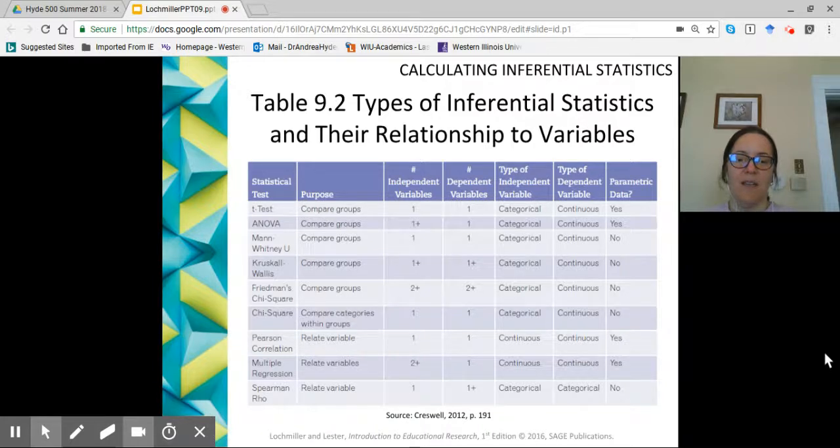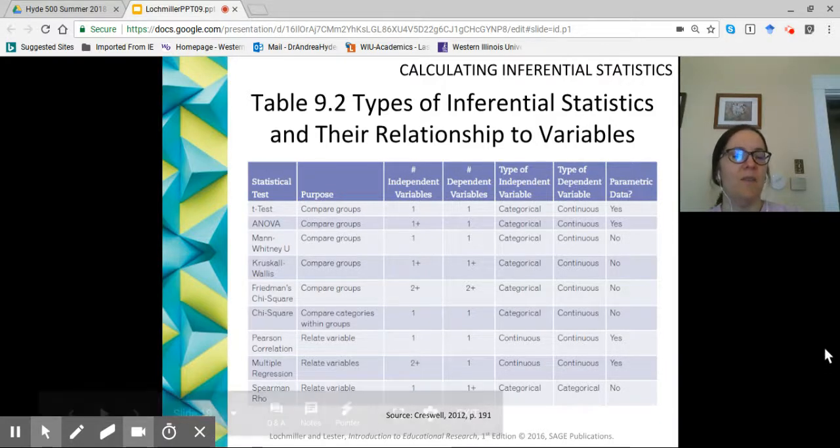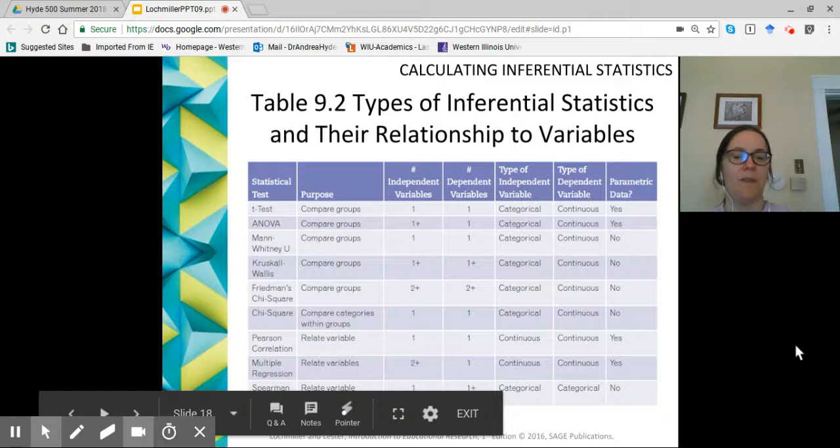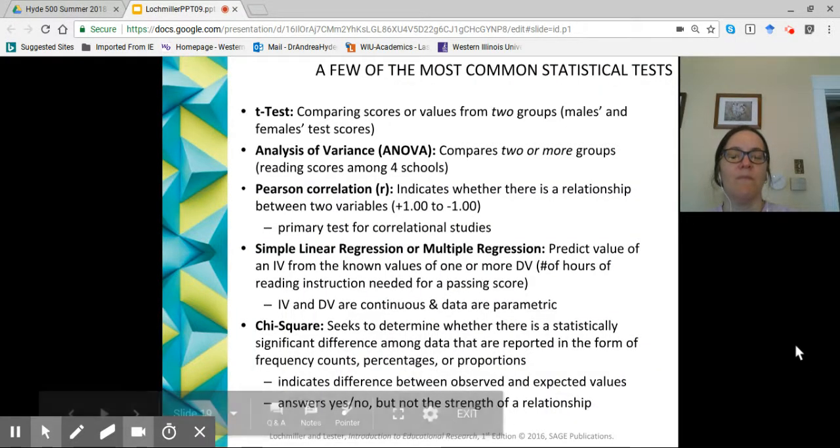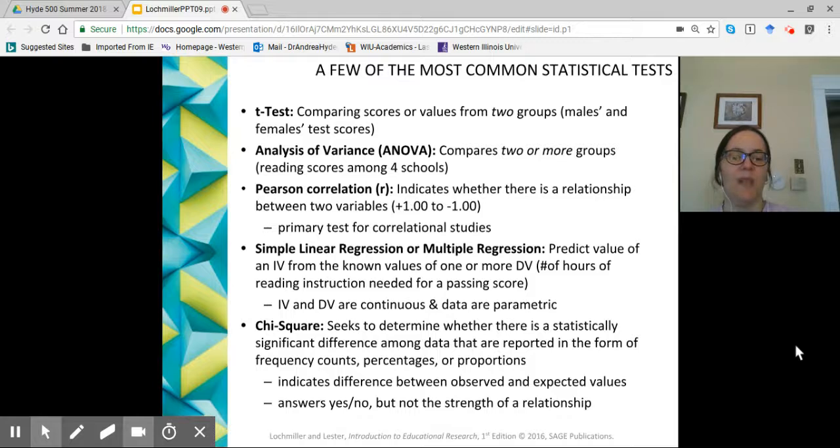Here are the different tests that you can use, some common tests, depending on purpose, number of independent variables, dependent variables, type of independent variable, type of dependent variable, and whether your data is evenly distributed or not. Here are the tests that these authors focus on. And again, you don't get a lot from these, so you're required to take a look at these if you're interested in using these tests more deeply later on.